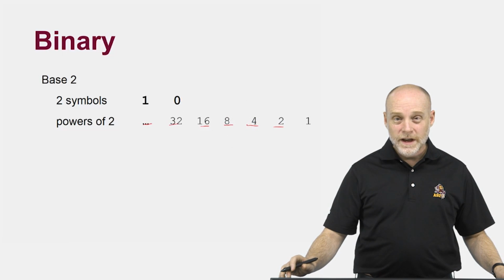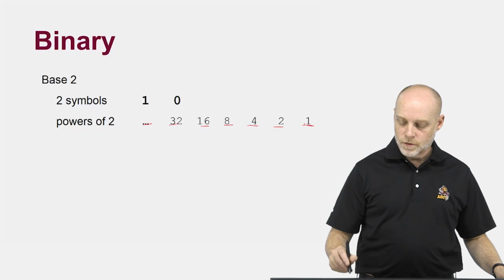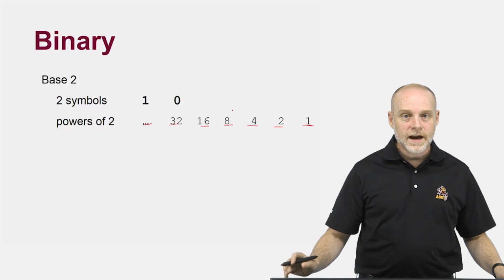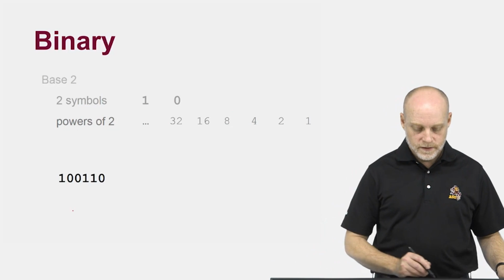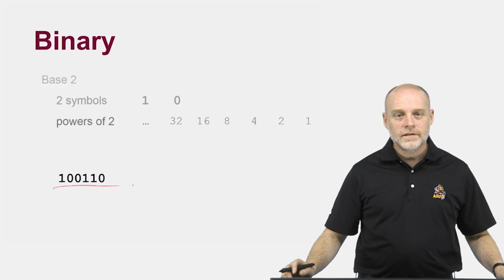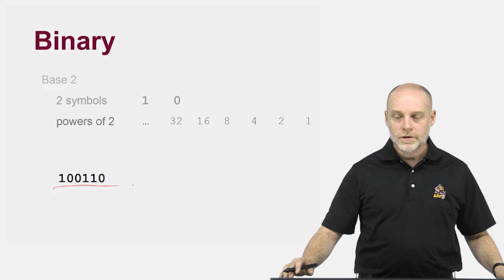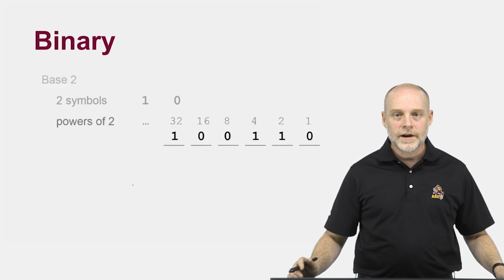By convention, we arrange these columns so that the 1 is our rightmost column, and subsequent columns ascend to the left. And this is consistent with how we represent numbers in decimal. So let's go ahead and decode this binary number, 100110. So the first thing we should do is place these digits under their binary columns.